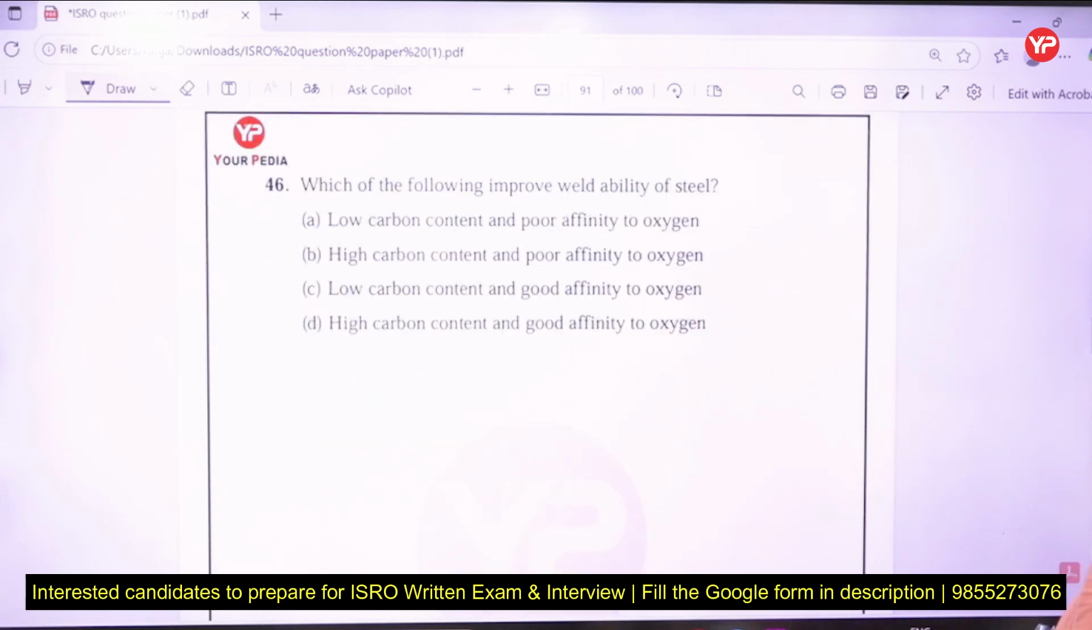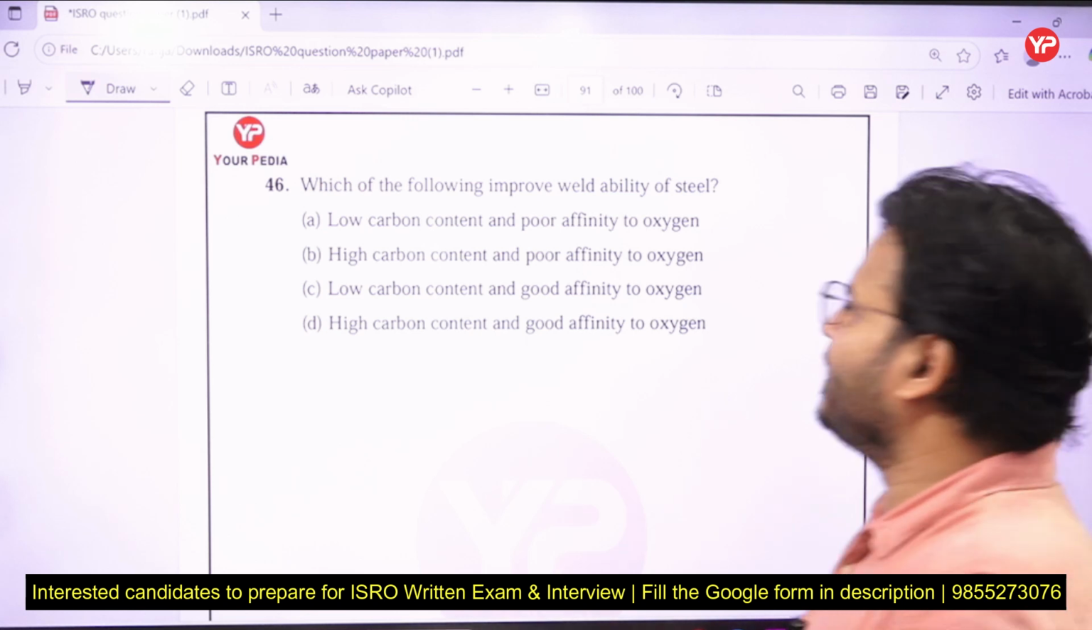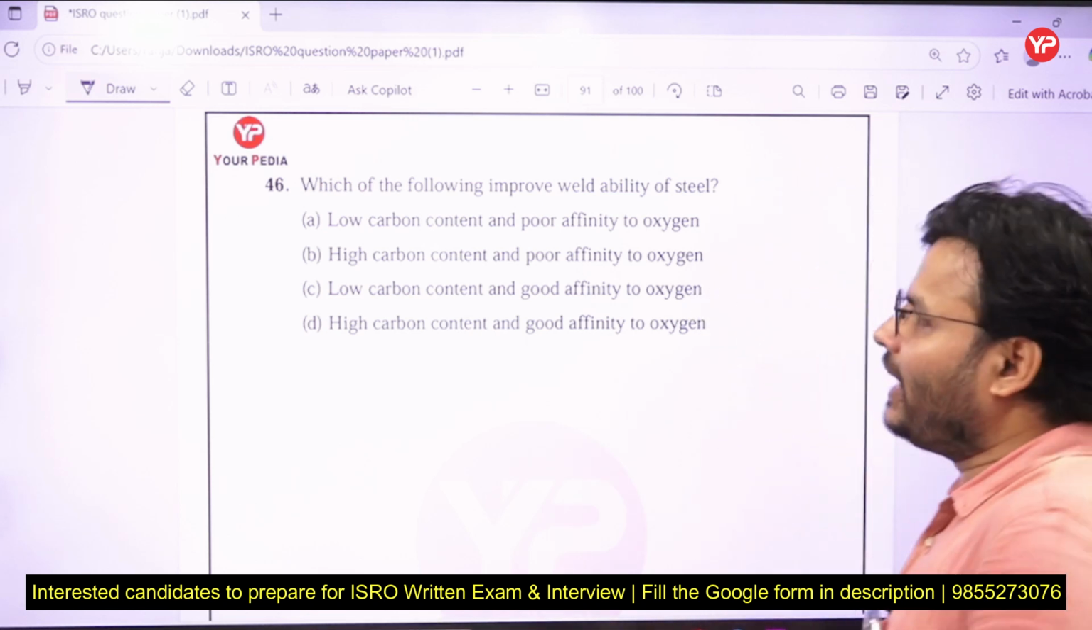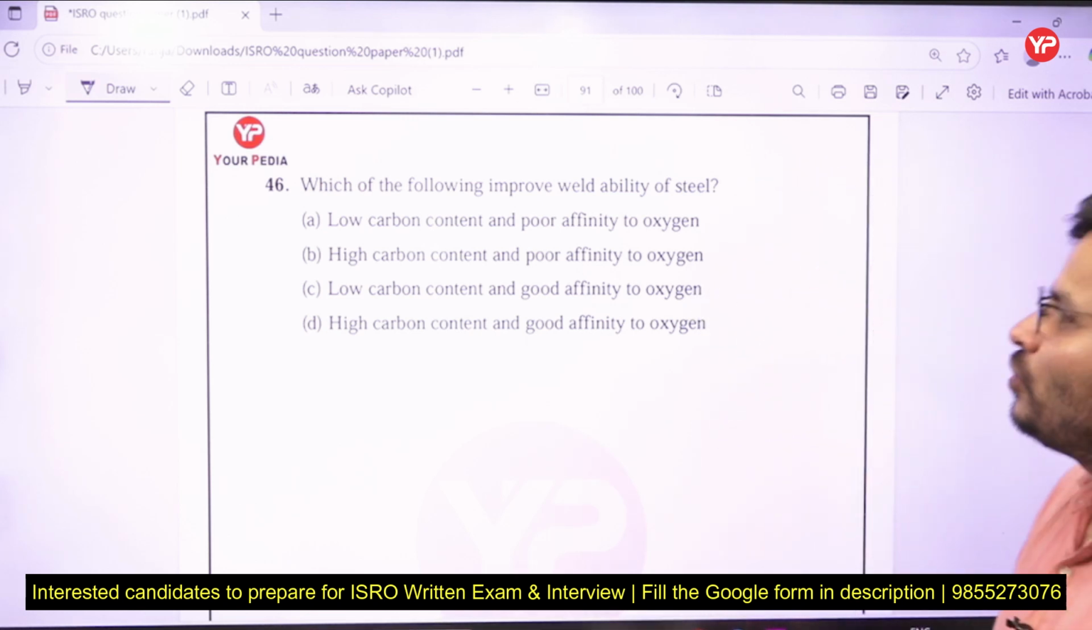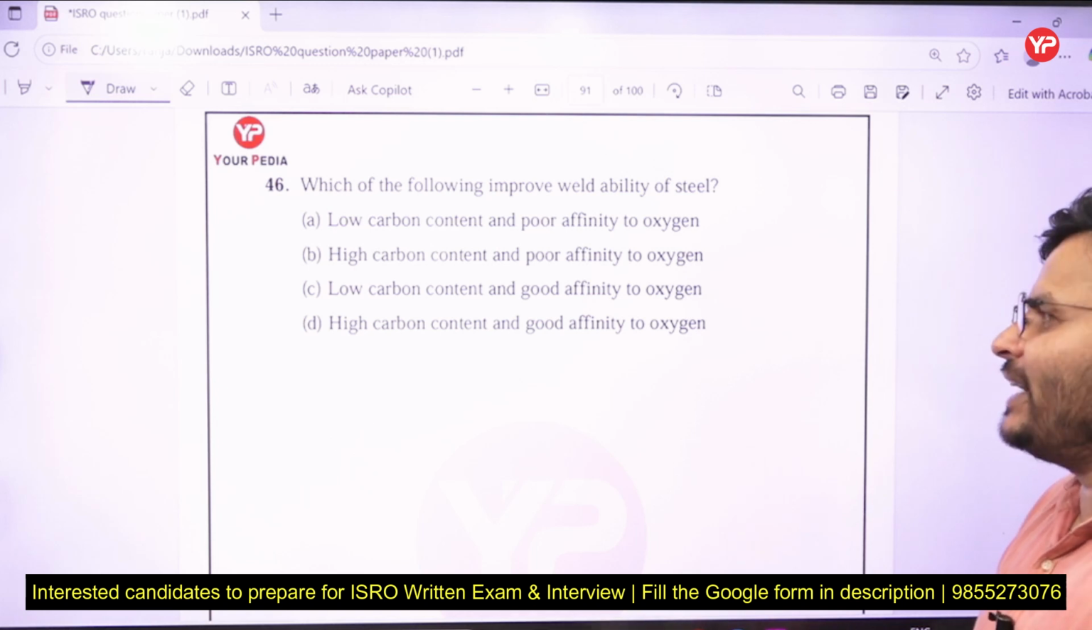Next, which of the following improves the weldability of steel? Which of the following improves the weldability of the steel? Option A: low carbon content and poor affinity to oxygen. High carbon content and poor affinity to oxygen. Low carbon content and good affinity to oxygen.